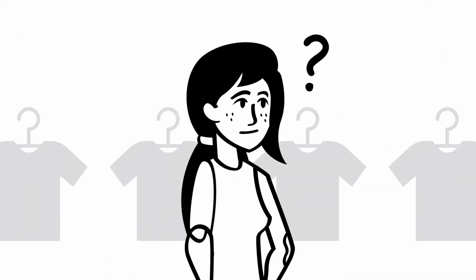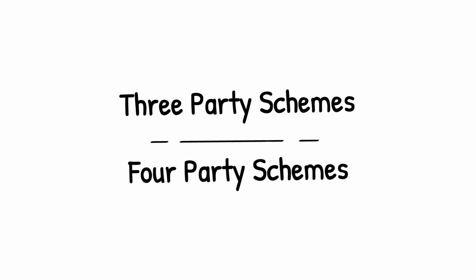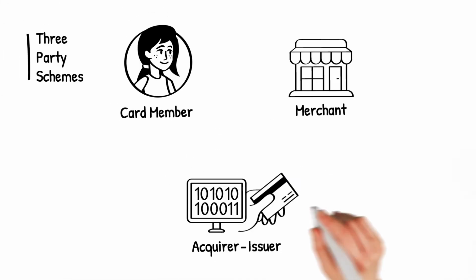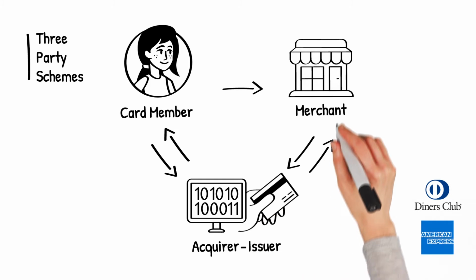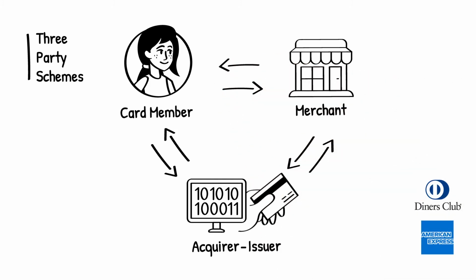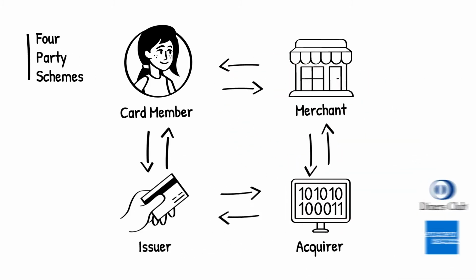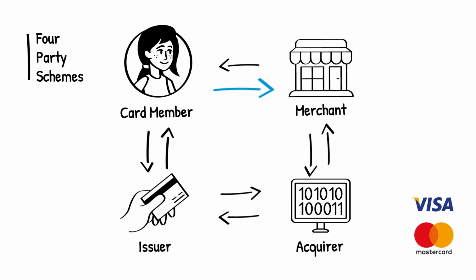Here's where things get a bit more complicated. There are two different models, 3-party and 4-party schemes. In the case of a 3-party scheme, such as American Express or Diners, the issuer and acquirer are the same. In a 4-party scheme, like Visa or MasterCard, they are different organizations, and the information passes through the card network to the acquirer, who immediately passes it to the card issuer.